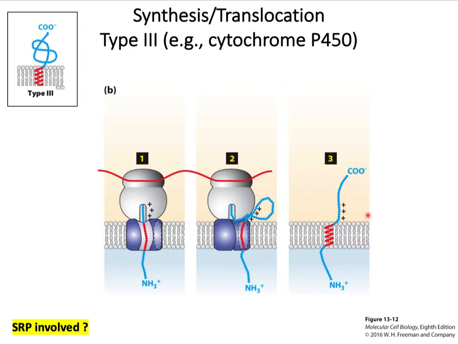Their orientation is the same, where the C-terminus is on the cytosolic phase and their N-terminus ends up in the lumen of the ER, but there is no N-terminal signal sequence. It is not known if the signal recognition particle is involved in this process or not. That's why the SRP involved is with a question mark on the lower left-hand side right here.